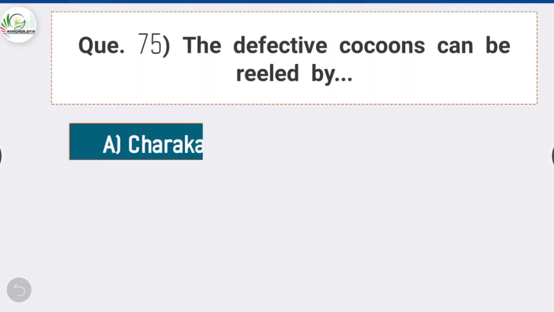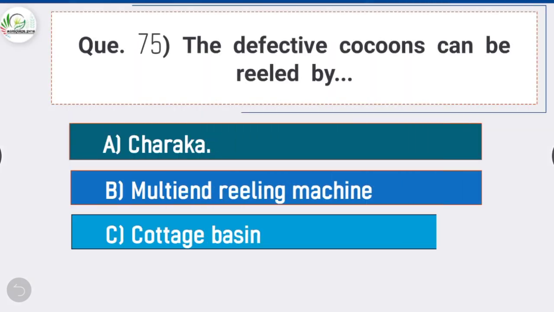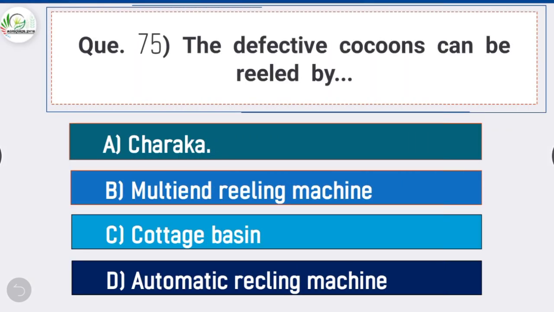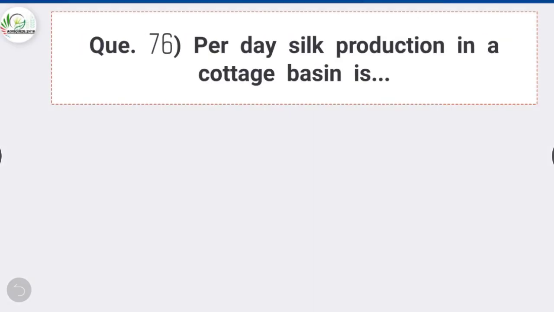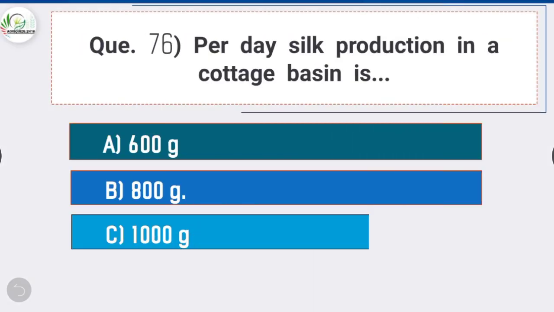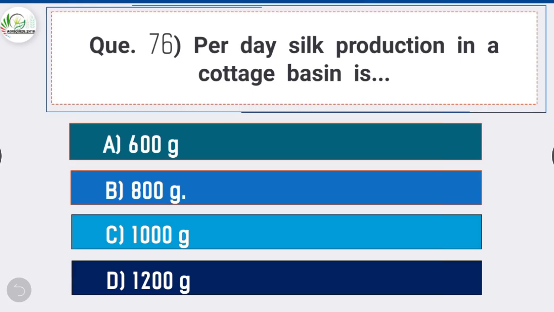Question number 75. The defective cocoons can be reeled by, and the correct answer is option A, charka. The defective cocoons can be reeled by charka. Question number 76. Per day silk production in a cottage basin is, and the correct answer is option B, 800 grams. Per day silk production in a cottage basin is 800 grams.